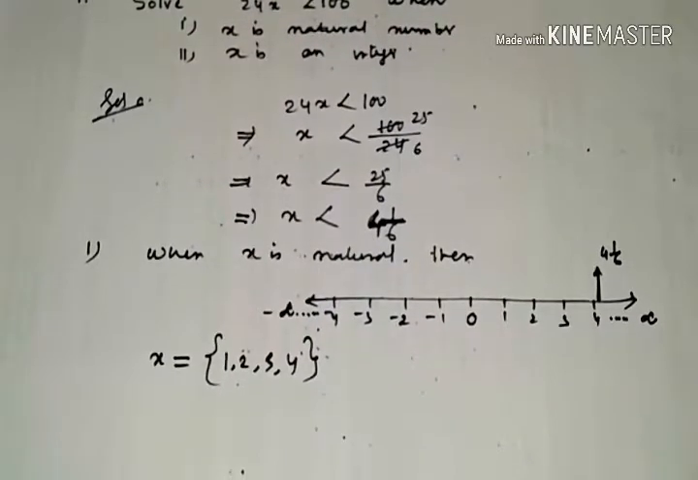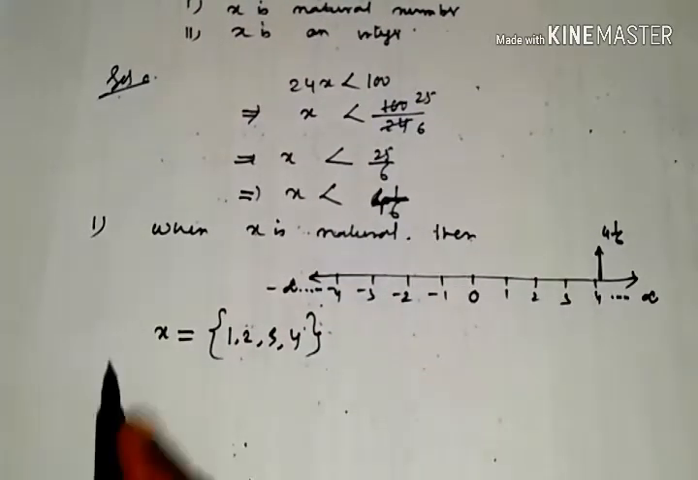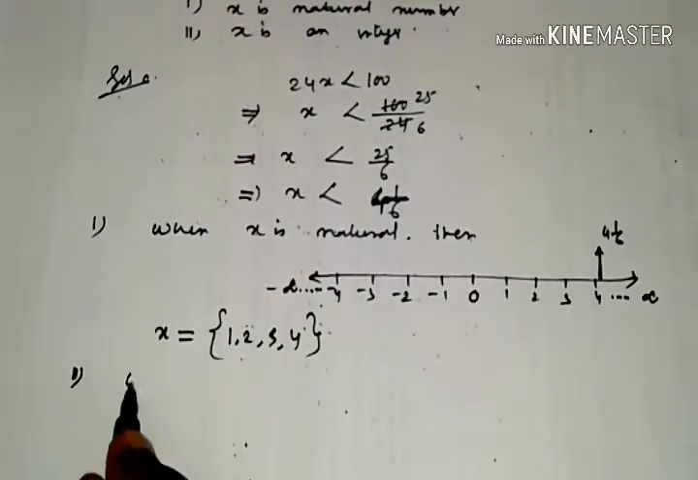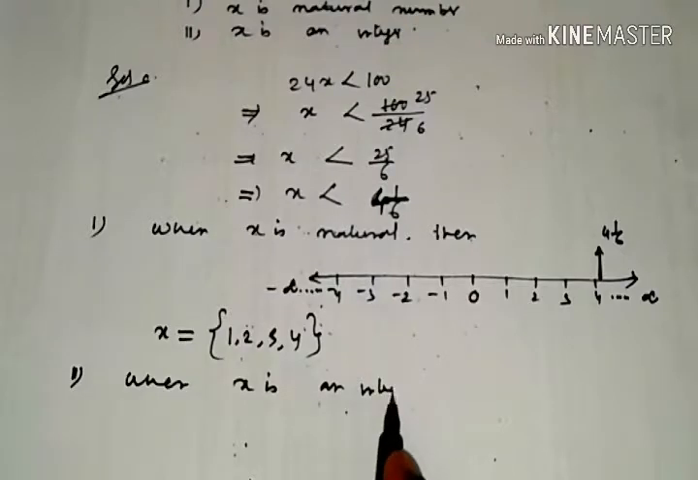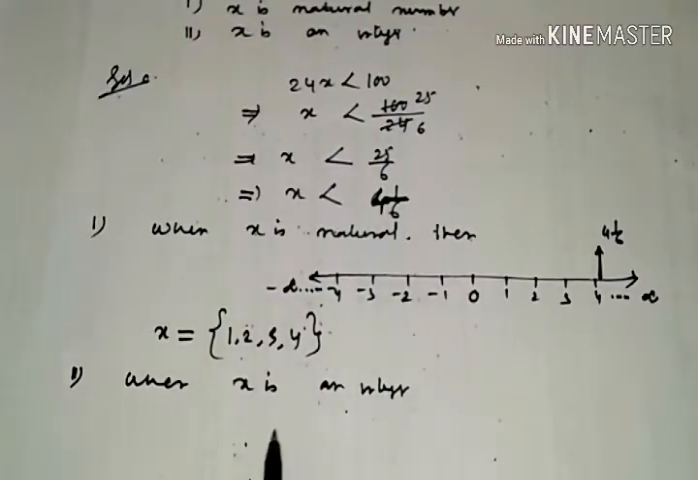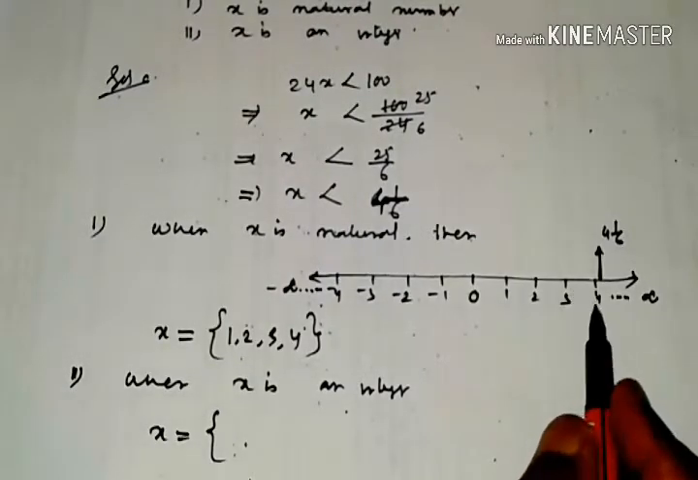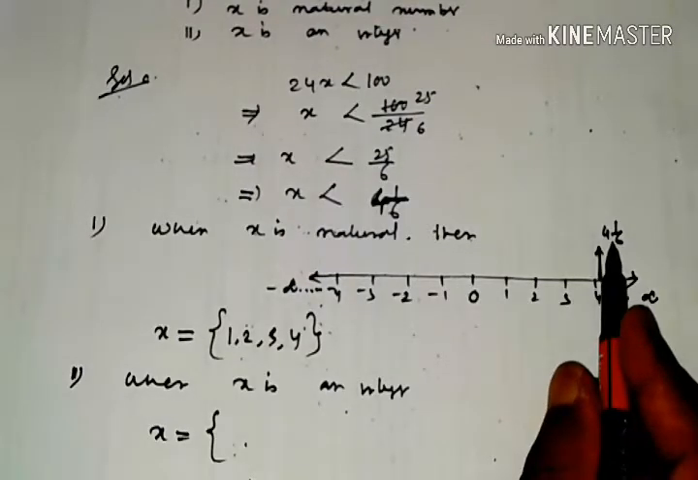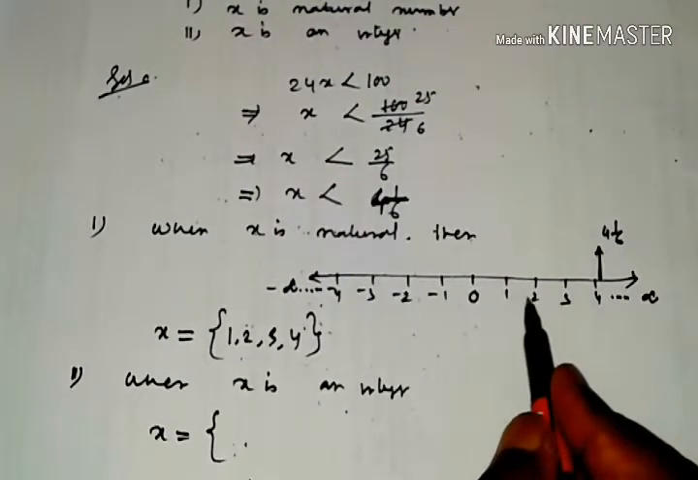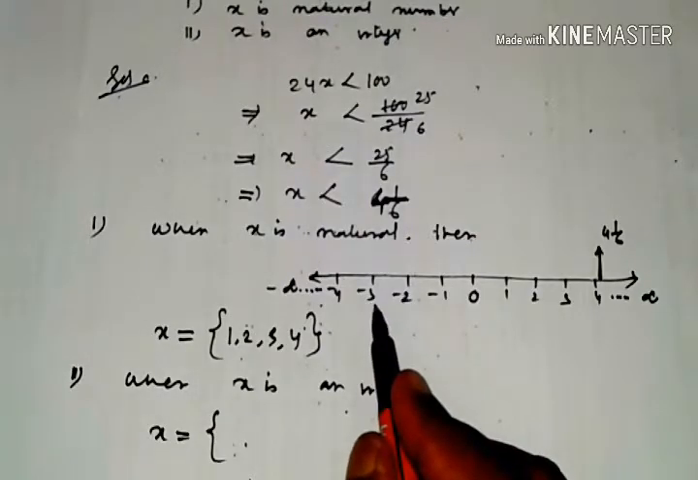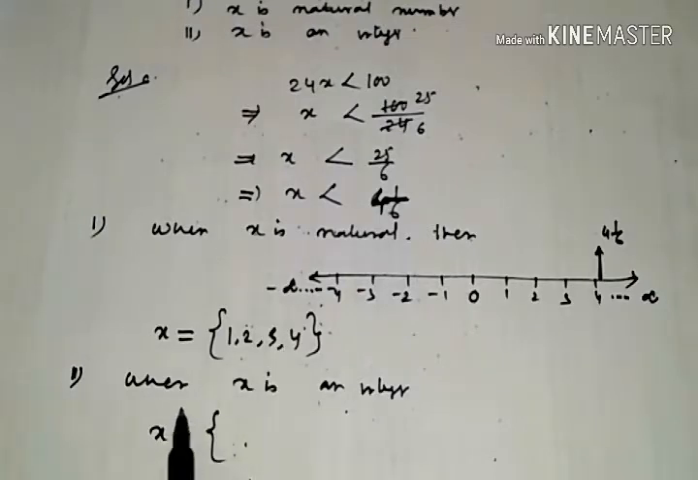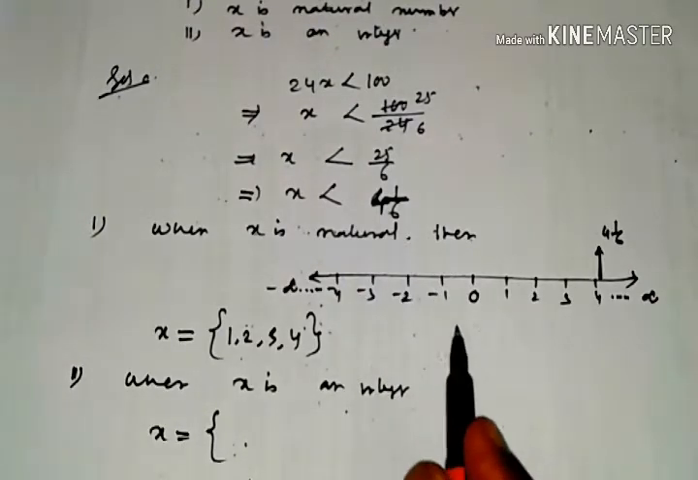Now, if x is an integer, we can find out from the number line also. In this case also, what is the solution set? Less than 4 and 1 by 6: 4, 3, 2, 1, and 0 will also be included. Minus 2 will be included here because it is the case of integers.